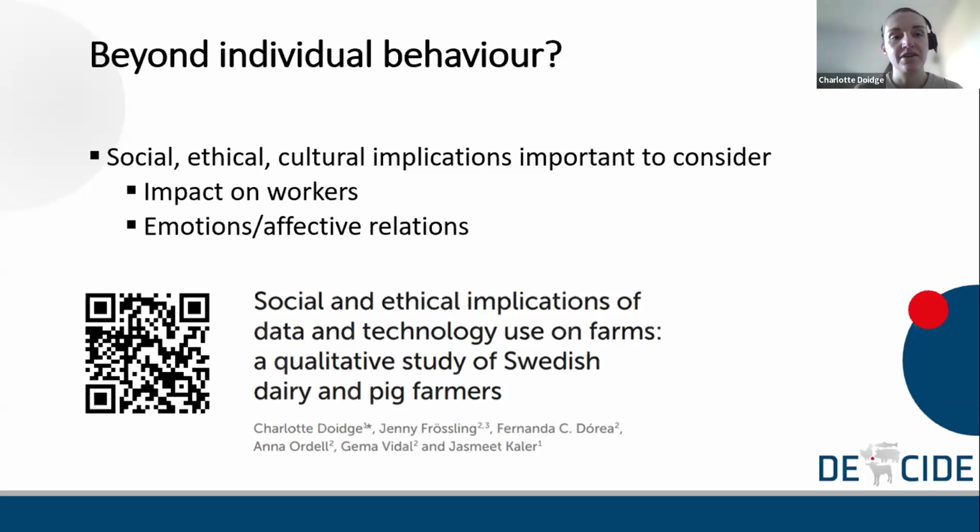Some examples of the implications were that the technologies impact workers on the farm differently to the farmers, because the farmers could use the technologies as a kind of surveillance tool to check what the workers were doing. Also, that technologies can impact the human-animal relationship, either by making it maybe stronger because it provides you with more information, but it can also make it weaker because you might not be around the animals so much anymore.